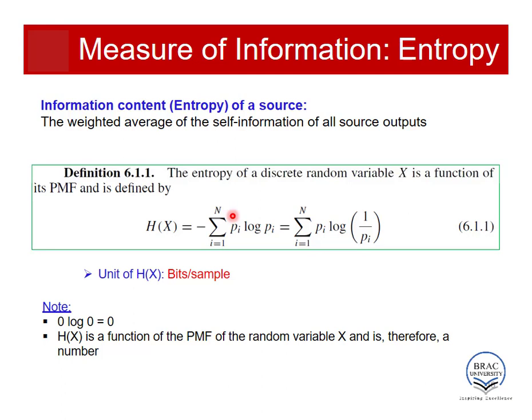So if my random variable x corresponds to my coin toss, then if the outcome of my coin toss is head, we will say that x is equal to 0, and if the outcome of my coin toss is tail, we will say that x is equal to 1.